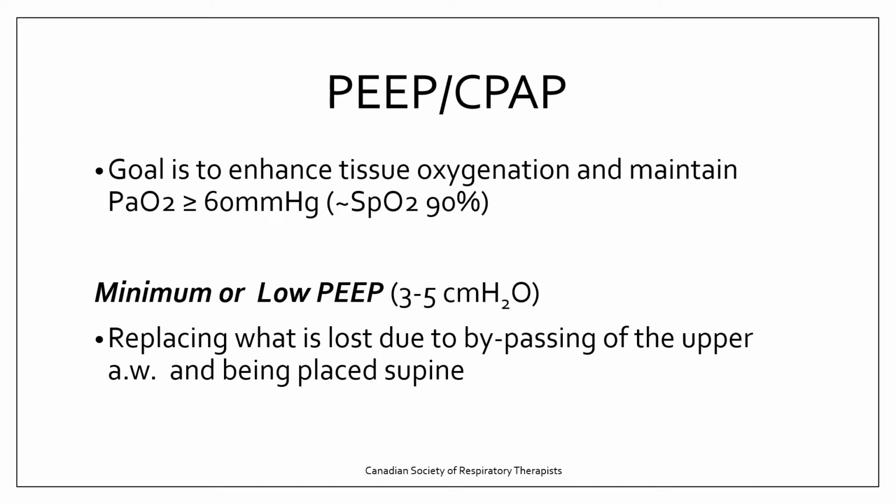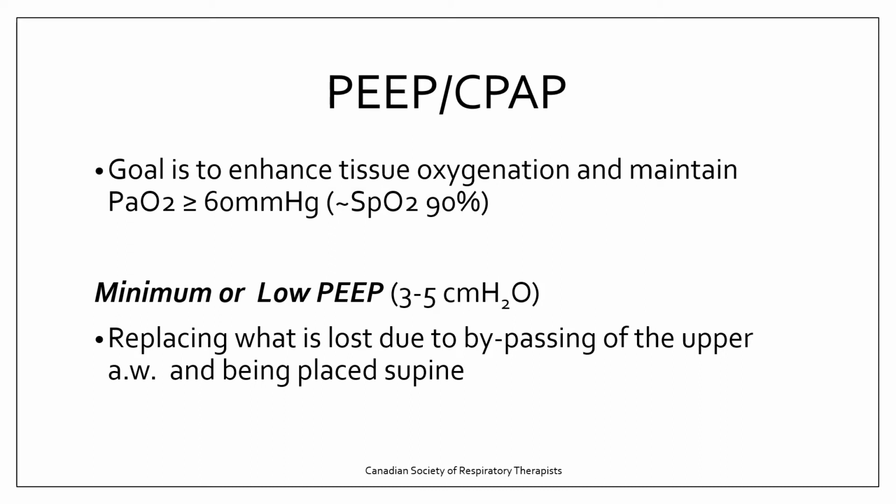PEEP and CPAP, really the goal of PEEP and CPAP is to enhance tissue oxygenation and maintain a PaO2 of greater than or equal to 60 millimeters of mercury, so somewhere in around that SpO2 of 90% range if everything's nice and good. So with PEEP, most of our patients are going to be on normal levels of PEEP, so somewhere in that 3 to 5 centimeters of water pressure range. That's our normal physiologic PEEP.